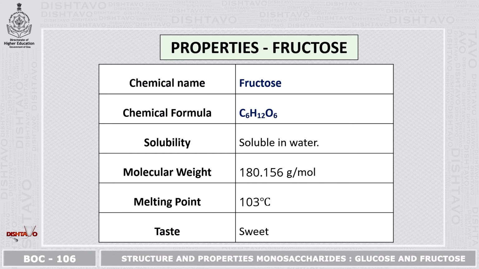Coming to the second one, the example under monosaccharide, the properties of fructose. So we have the chemical name fructose, chemical formula C6H12O6. Now if you look at the chemical formula of glucose and fructose, it is the same. The number of carbon is 6, number of hydrogens is 12, and number of oxygen again is 6. Coming to the solubility, fructose is soluble in water. Molecular weight 180.156 grams per mole. Melting point 103 degrees centigrade, and taste is again sweet.